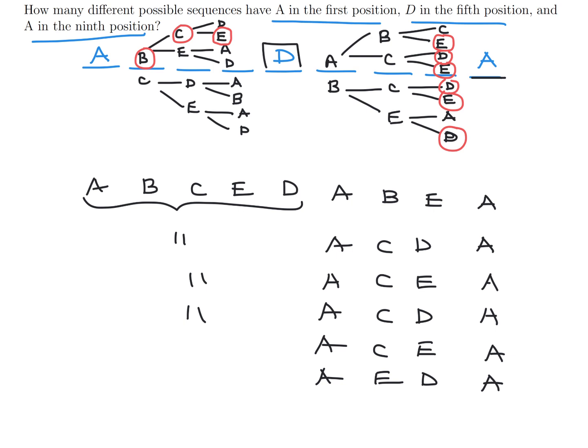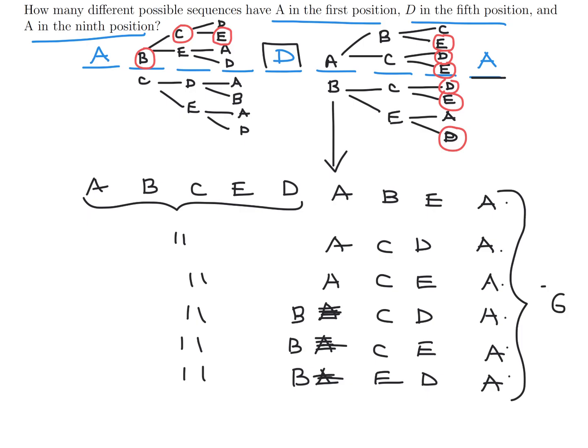So let me just see here. Wait. These ones were not A's. See, this is corresponding to this. These are B's. You gotta make sure I do it all correctly. So let me just double check here. A, B, E, A, A, C, D, A, A, C, E, A, B, C, D, A, B, C, E, A, and B, E, D, A. Yeah, these are the ones. And of course, all of these are preceded by this A, B, C, E, D. So that is the list, and that's 1, 2, 3, 4, 5, 6. So 6 is the answer.